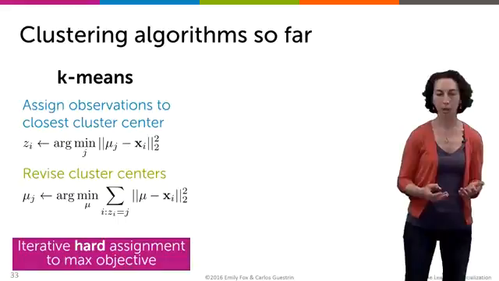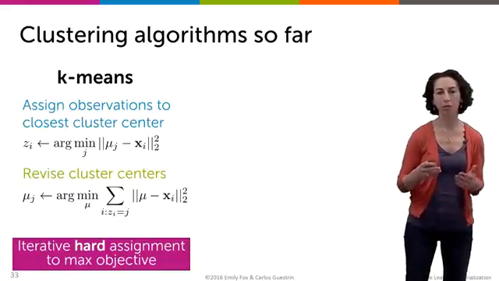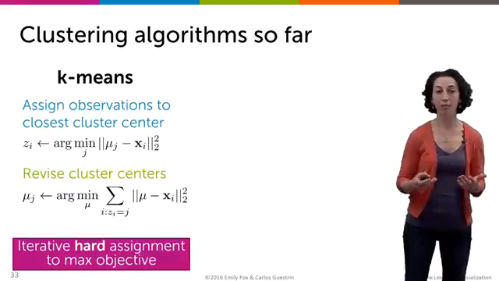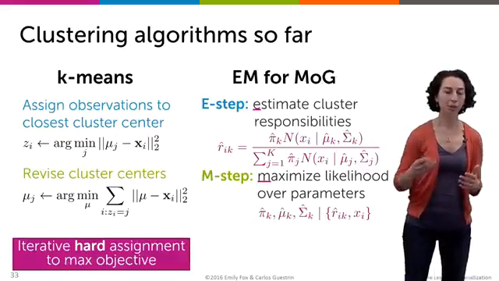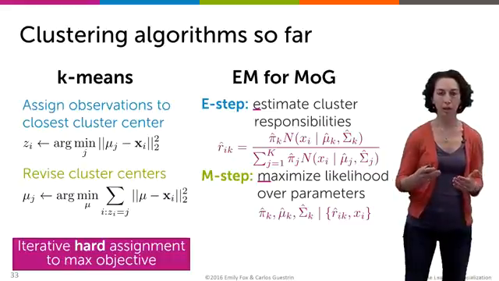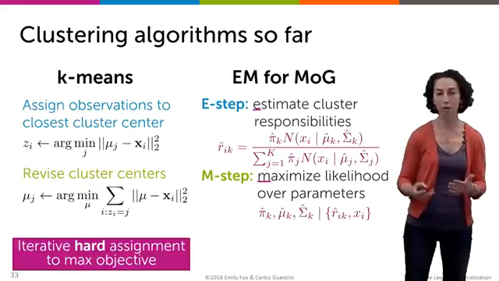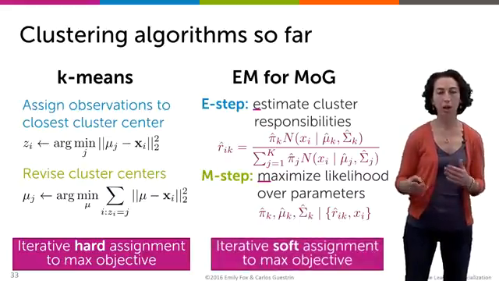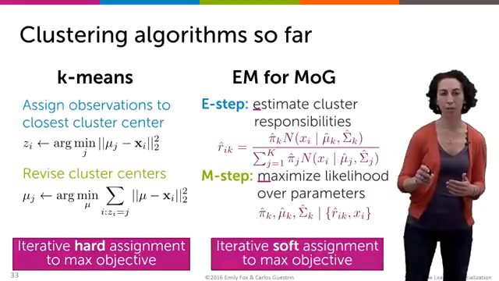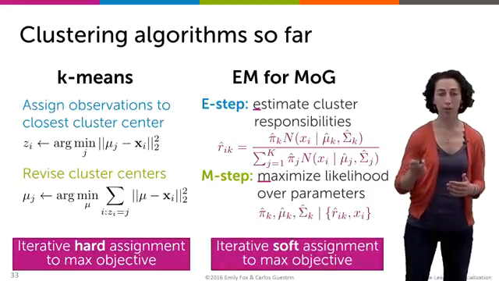And we said that we can view k-means as a coordinate ascent algorithm, and as such, we can view it as maximizing a given objective function. We then turned to EM for mixtures of Gaussians and showed that we iterated between this E step and M step, and again showed that this could be viewed as a coordinate ascent algorithm. So in this case, we're also maximizing an objective function, but here we're making soft assignments of data points to clusters.